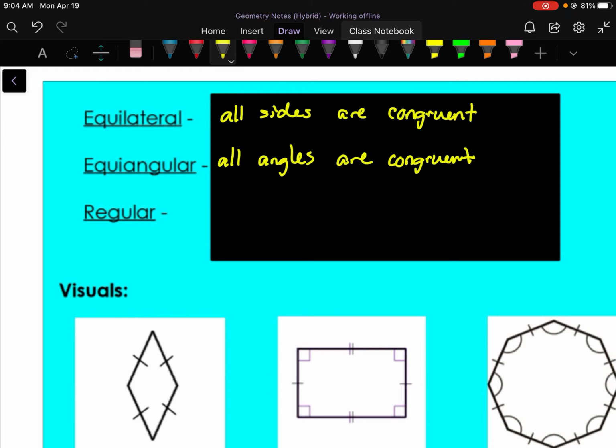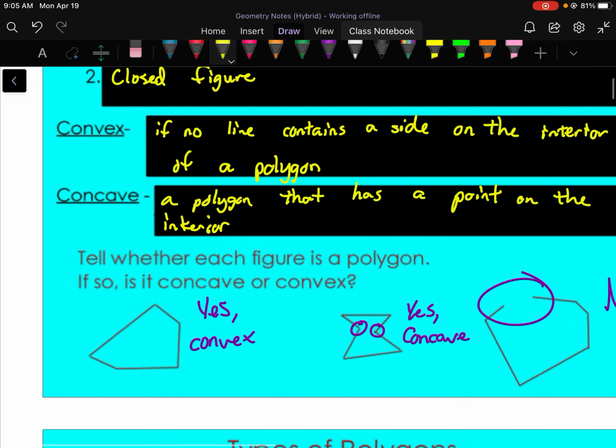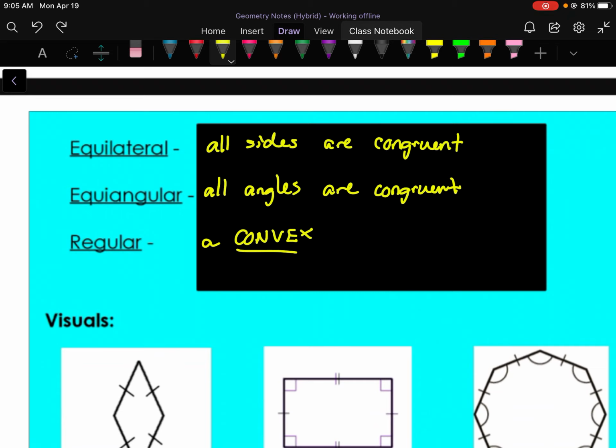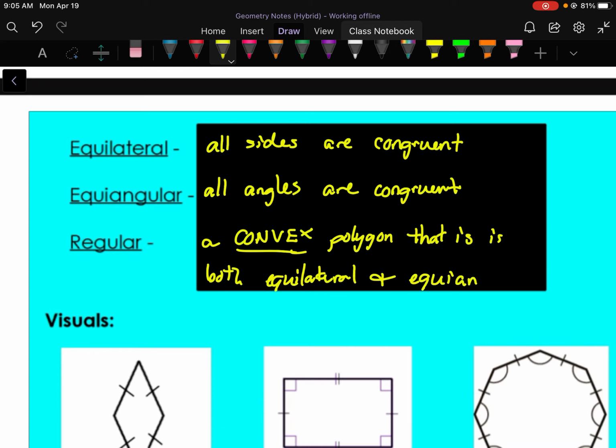And regular, here's the key, is a convex polygon, which means if you go back up, we don't have this situation going on. We don't have any angles pointing inwards. Everything's pointing out away from the middle. A convex polygon that is both equilateral and equiangular. And we'll spend a lot of time talking about those here in just a second.